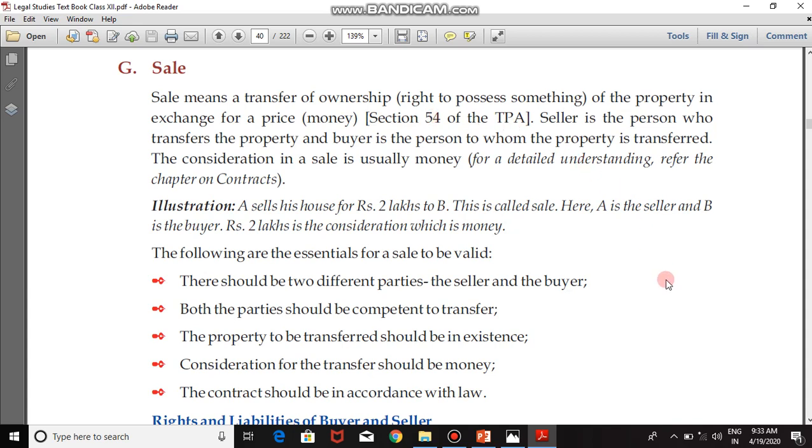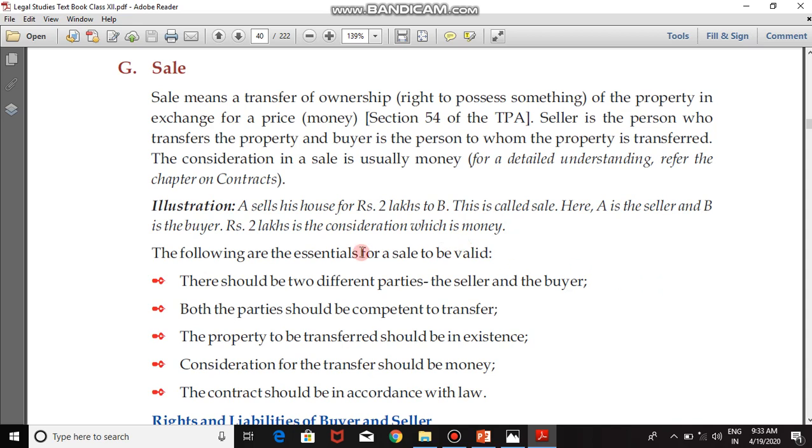Seller is the person who transfers the property and buyer is the person to whom property is transferred. Very simple. All of you must have understood it. It is very simple thing. And the consideration in a sale is usually money. See the illustration. A sells his house for rupees 2 lakh to B. This is called sale. Here A is the seller and B is the buyer. Rupees 2 lakh is the consideration, which is money.